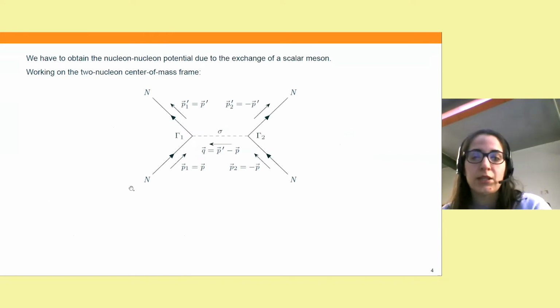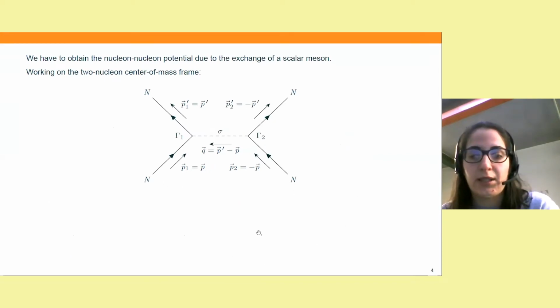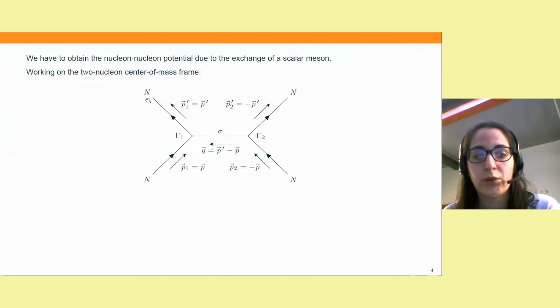Okay. So this is the diagram of the problem that we want to solve. Now we have 2 nucleons scattering, with P1 that we call P, and the incoming second nucleon with P2 that, because we work in the center of mass frame, is minus P, right? And then we have 2 outgoing nucleons with P1 prime and P2 prime that we can identify with P prime and minus P prime, okay? And the exchanged sigma meson, the scalar meson, has the exchange momentum that we called Q, if you remember. In the exercise, they told us that P prime minus P, we can call it Q.